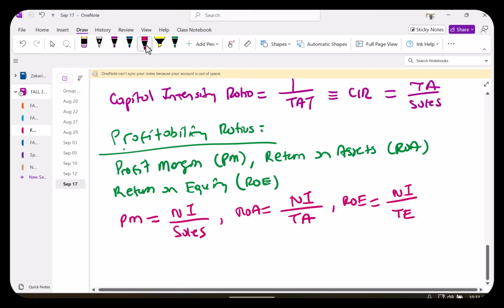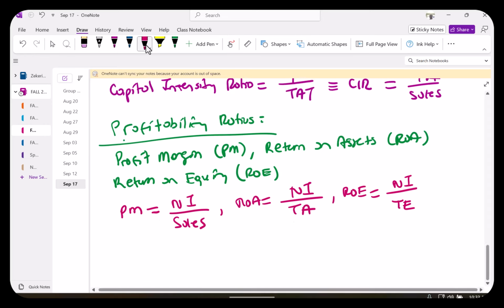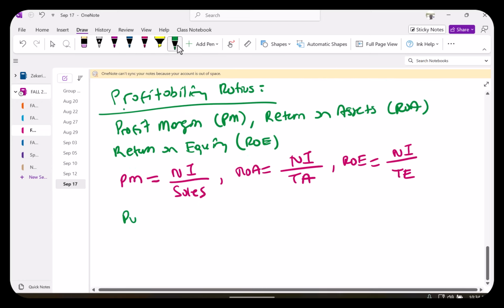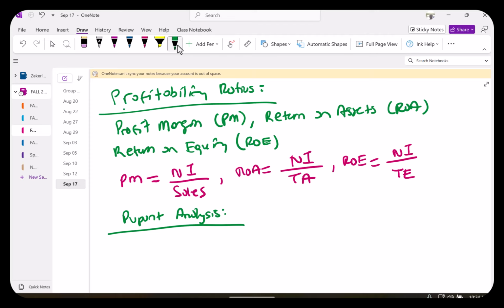Now, ROE is of more interest to shareholders. ROA is of interest to both. And these three numbers are also related to each other. The way these numbers are related is called the DuPont analysis, and we have an identity called the DuPont identity. It's called DuPont because it was first used in the company DuPont in the 1930s.